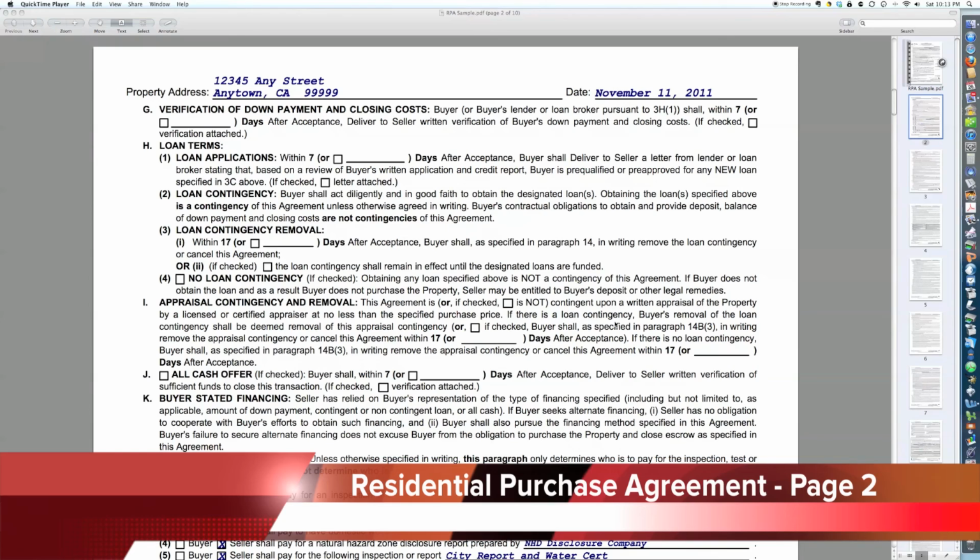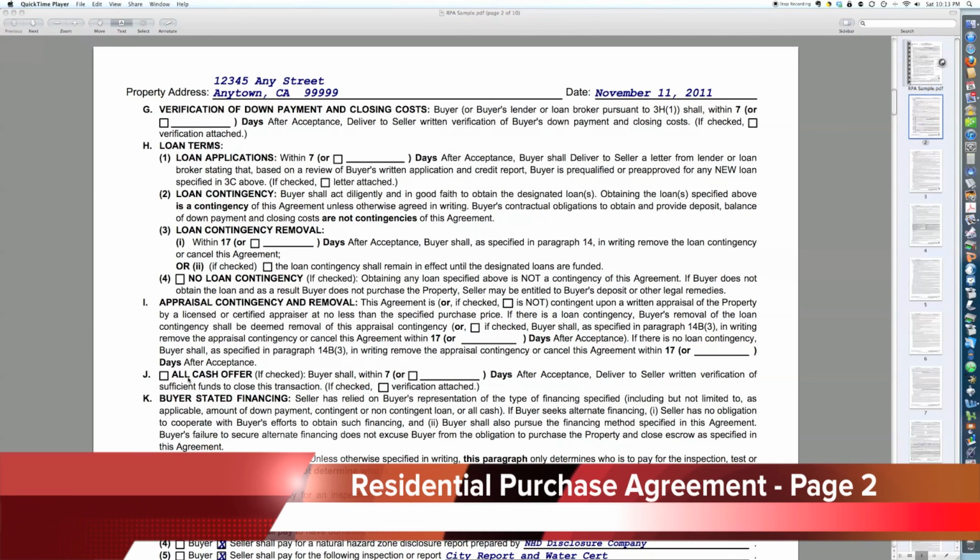If there's a loan contingency and the buyer removes that loan contingency, then it's implied that the appraisal contingency is removed as well. Or again, we can alter that and say that we have to actually remove it in writing. And if there's no loan contingency, then the buyer shall in writing remove the appraisal contingency.